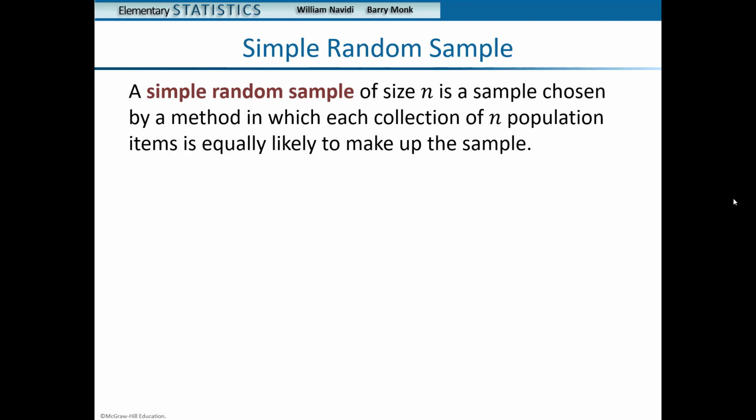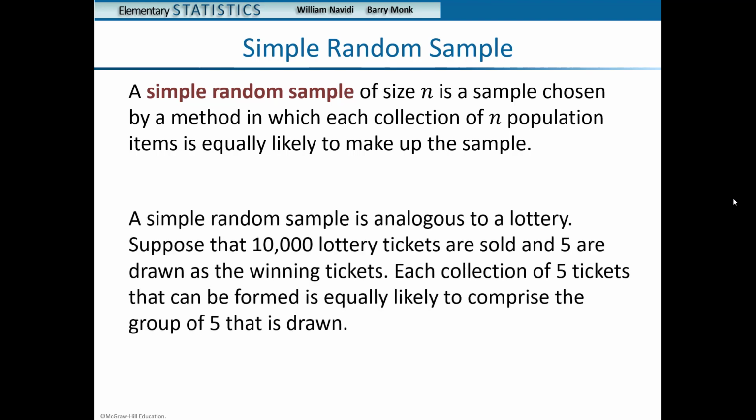Or more generically, we could define a simple random sample in this way. A simple random sample of size n is a sample chosen by a method in which each collection of n population items is equally likely to make up the sample. And the analogy that we looked at is that of a lottery. If we suppose that 10,000 lottery tickets are sold and 5 are drawn as the winning tickets, each collection of 5 tickets that can be formed is equally likely to comprise the group of 5 that is actually drawn.